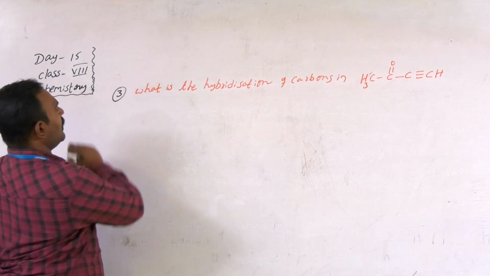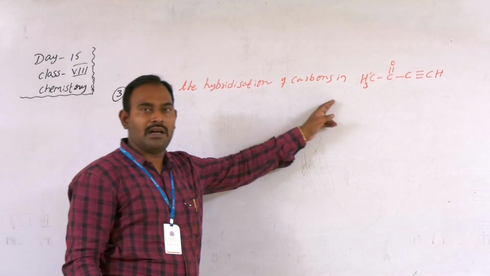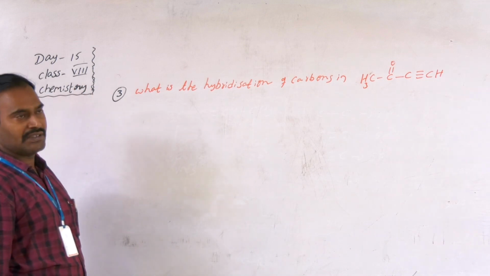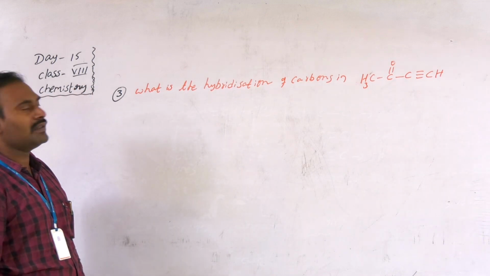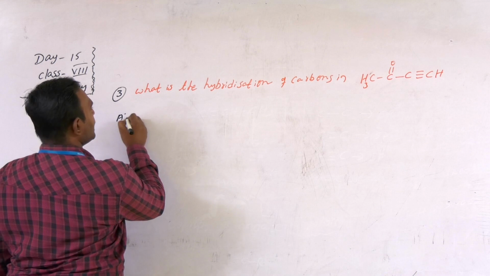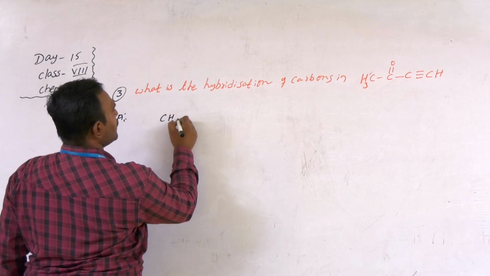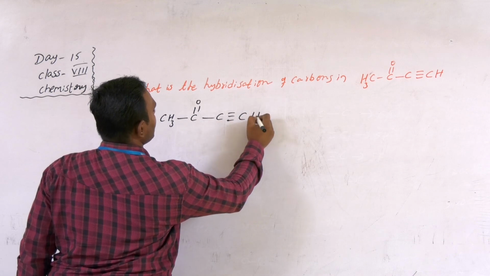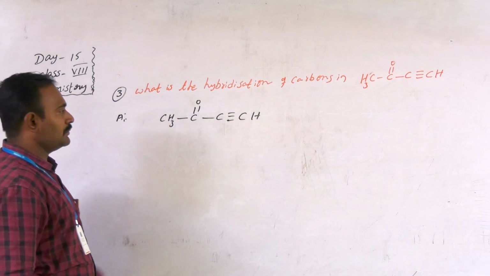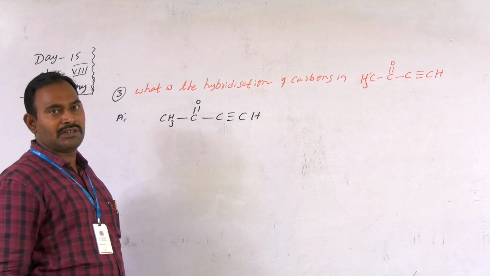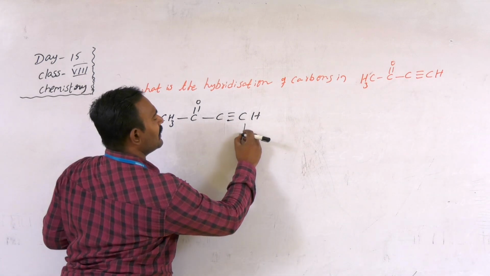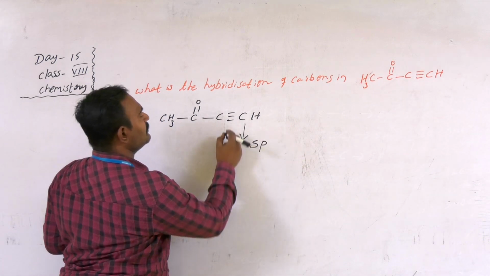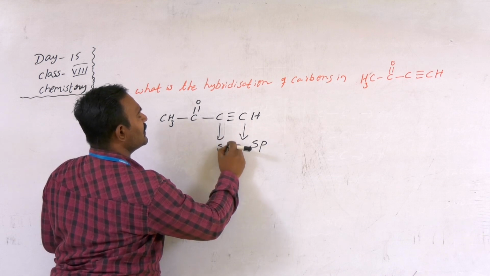Now see here, it is our third question. What is the hybridization of carbons in CH3, C double bond O, C triple bond CH? Now coming to the answer, CH3, C double bond O, C triple bond CH. Here I told you, if the carbon is attached with a triple bond to the other carbon, what is the short trick here? sp hybridization. Here also sp hybridization.